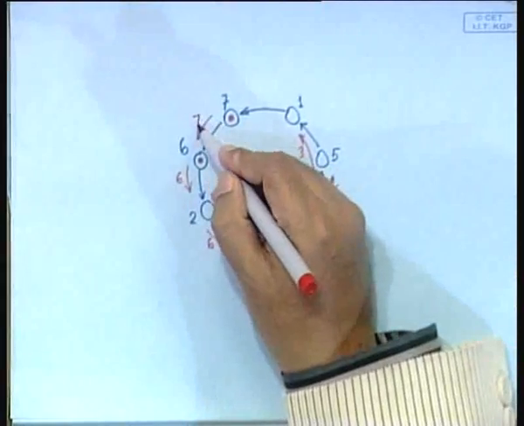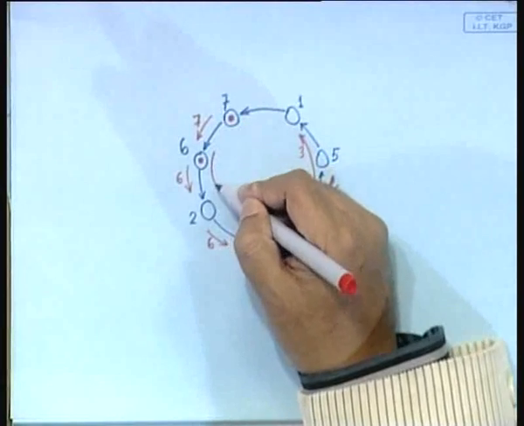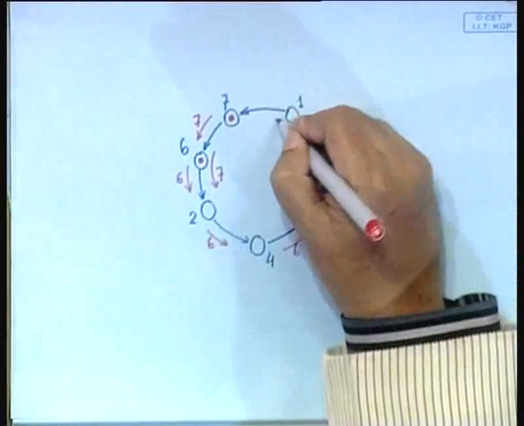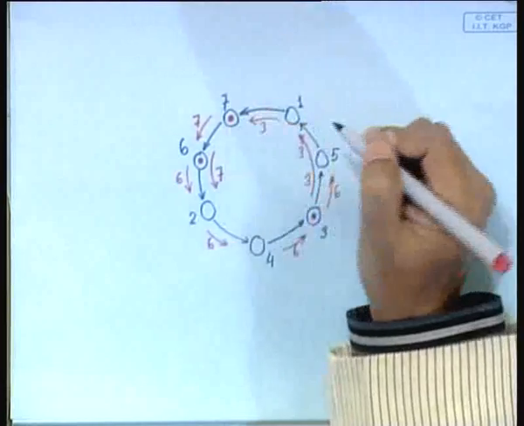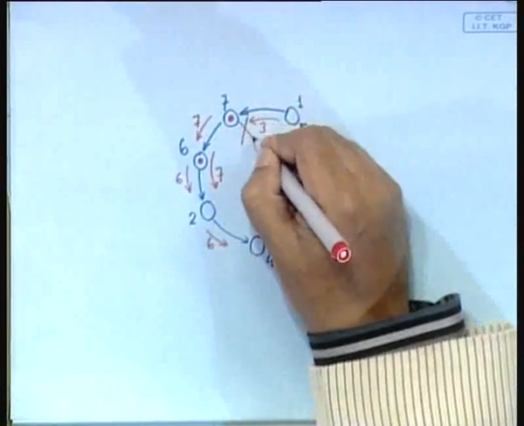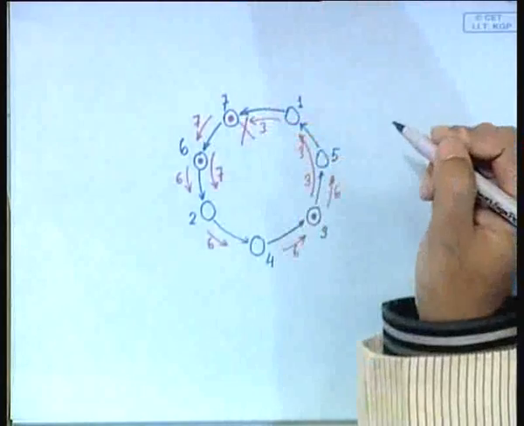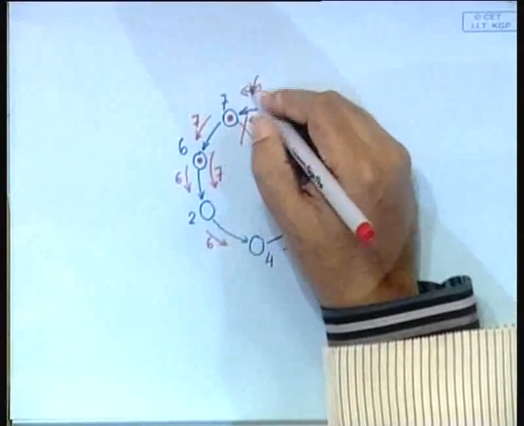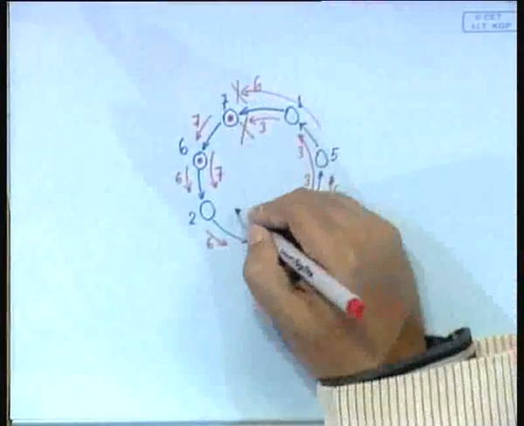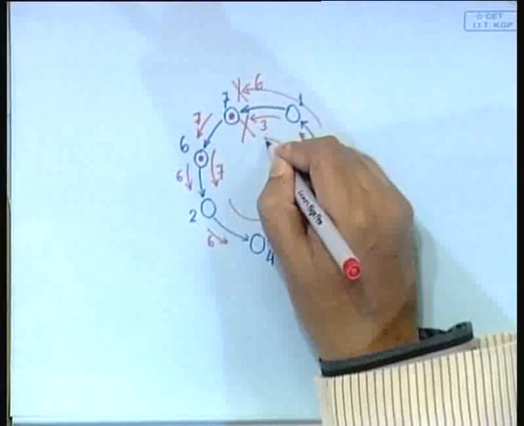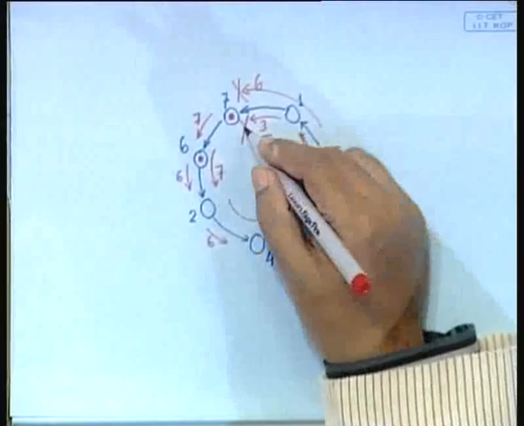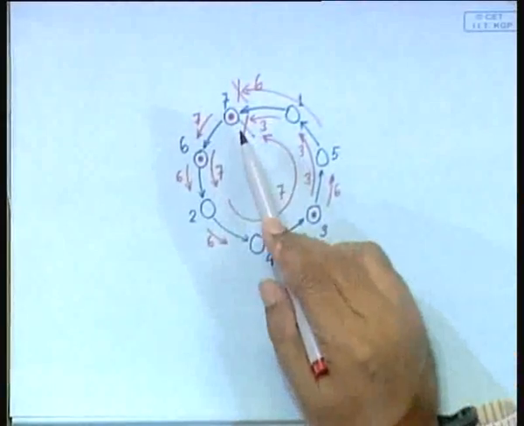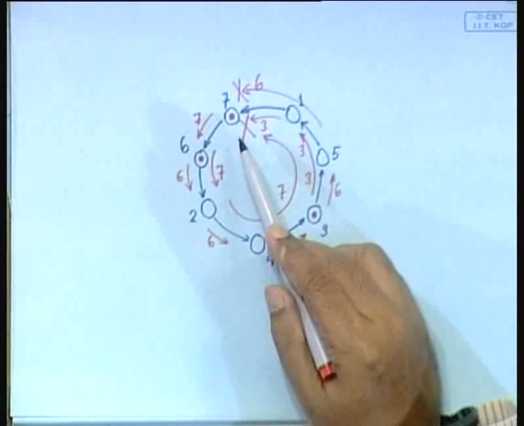Now, when 7's comes to 6, what will 6 do? Pass it. When 3's goes to 7, what will it do? Drop. So, 3's ID blocks here. When 6's one comes here, it is blocked, but what will happen to 7's one? It will go right through. And when the node gets back its own ID, it declares itself a leader.